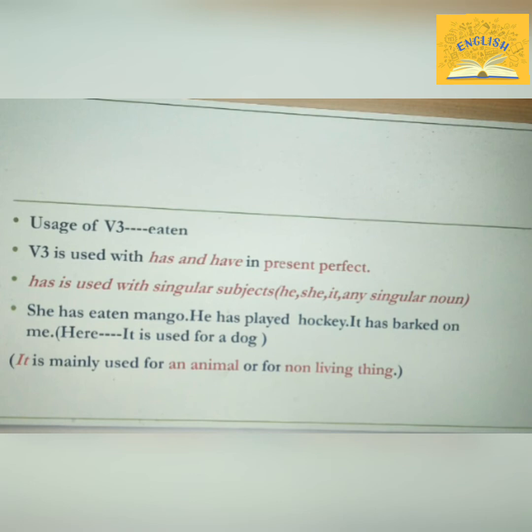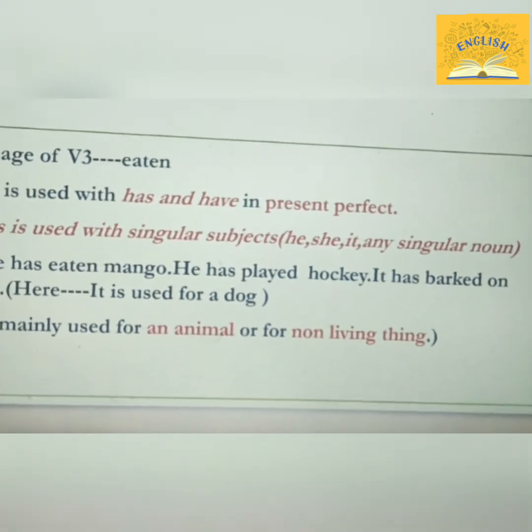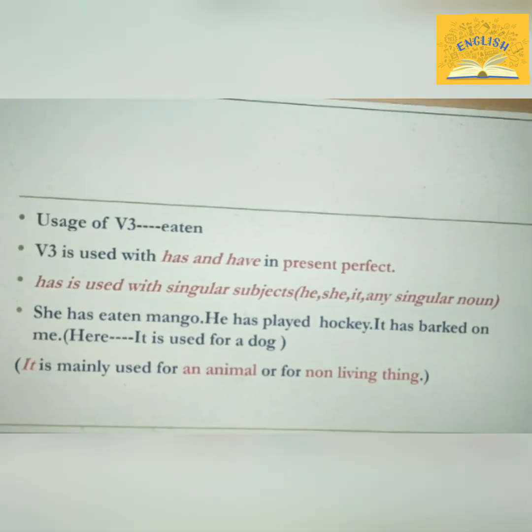For an example, she has eaten mango, he has played hockey, it has barked on me. See here, he, she and it, all these are singular noun. Remember one thing, it is used for a dog, okay, and here, actually we use the pronoun it for any animal or for non-living thing.